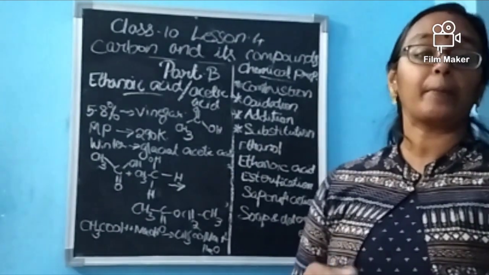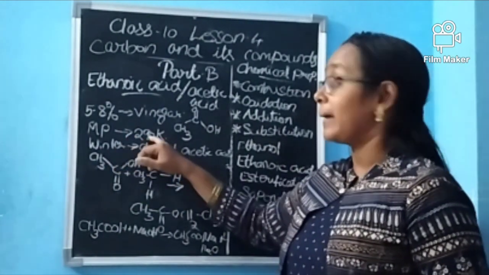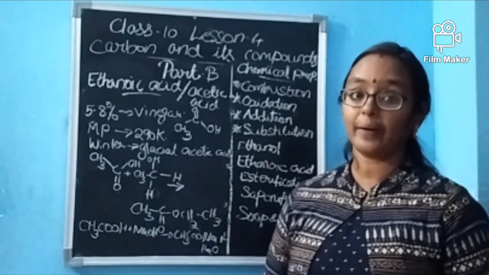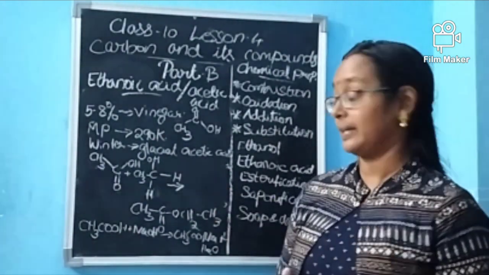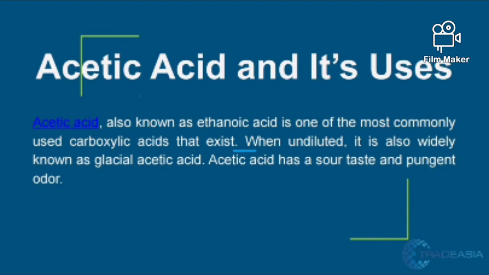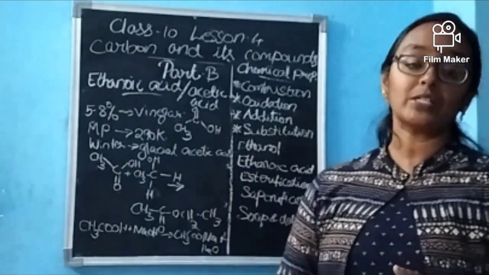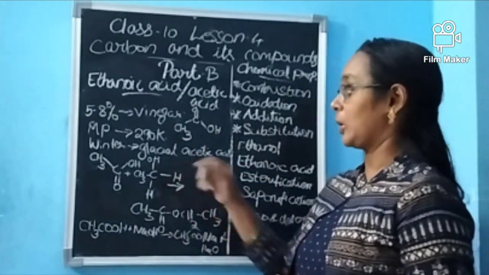Now about the melting point. Melting point of this acetic acid or ethanoic acid is 290 Kelvin. Okay, 290 Kelvin it is having the melting point. And during winter season, what will happen? During winter season, it will cool and it will freeze. So when it is getting frozen, we are saying it as glacial acetic acid. These are all the physical properties of this ethanoic acid.